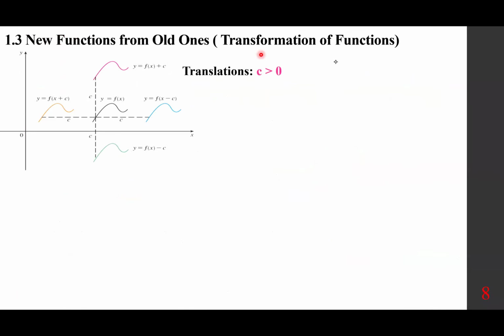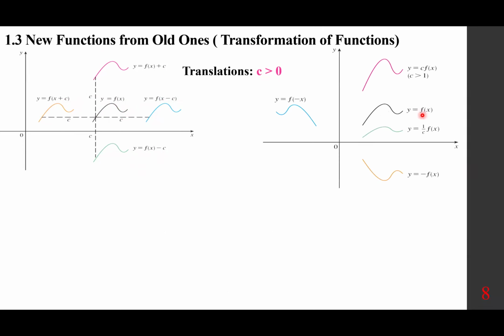New functions from old ones, some sort of a transformation. Granted, when it gets complicated, you can use a graphing calculator, but the general idea should be very clear. If we have this function y equals f of x, when we add c, it shifts up by c. When we subtract c, it shifts down by c. If you say f of x plus c, it moves to the left by c, and if it's f of x minus c, it moves to the right by c, we are assuming c is positive. Sometimes they call it translation, sometimes they call it transformation. It's the same thing.